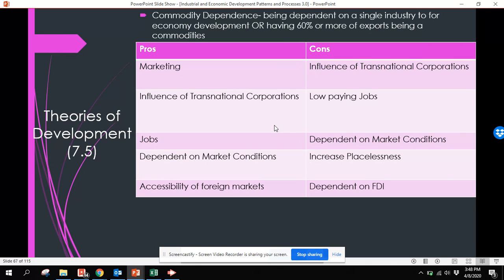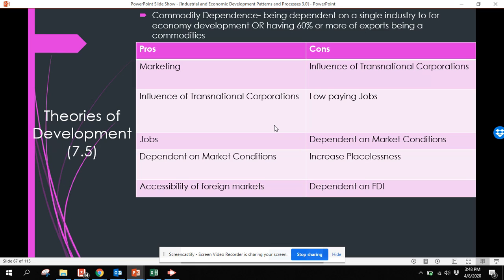It's when your economy is dependent on a single industry or more for 60% of your economy. So think oil is one of the big ones here. Think tourism is one of the big ones here. Think about if your economy is completely based on tourism and a hurricane hits, then what? Think if your economy is completely based on oil prices and oil prices tank, then what? Either way, when you're commodity dependent, transnational corporations are going to be hugely influential. Think about any of the resorts in the Caribbean, or think major oil companies.